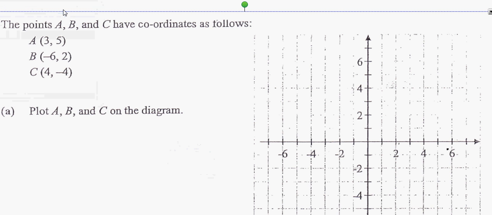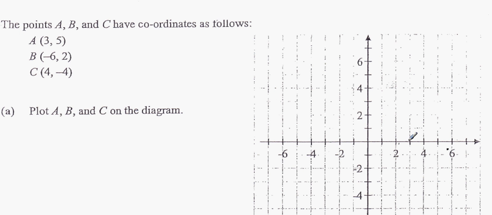Okay, the points A, B and C have coordinates as follows. Okay, so 3, 5. So we've got to get, so 3 is here, 5 is there, so that's the point 3, 5, that's A. B is minus 6, 2.